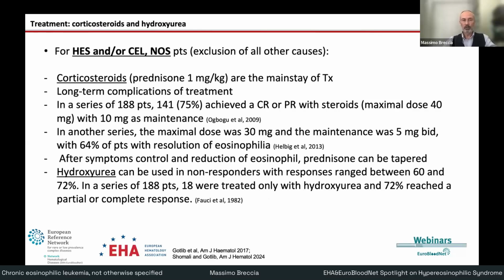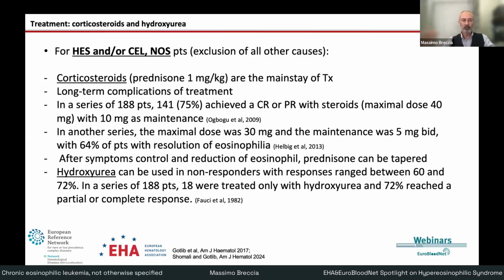The treatment of this rare disease. I reviewed all the literature, and most of these patients with CEL-NOS are included in the group of hypereosinophilic syndrome. So the mainstay of treatment is steroid therapy. In a series of 188 patients, 75 of them achieved a CR or PR with a maximum dose of 40 milligrams, with 10 milligrams as maintenance. In another series, 30 milligrams was the maximum dose, with 64% of patients with resolution of eosinophilia.